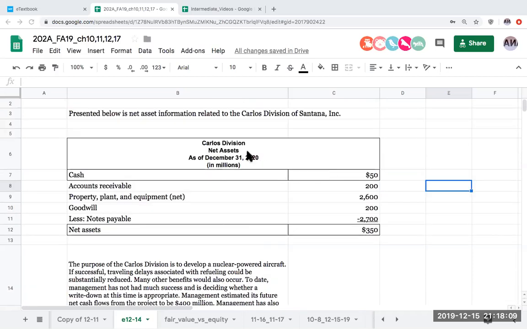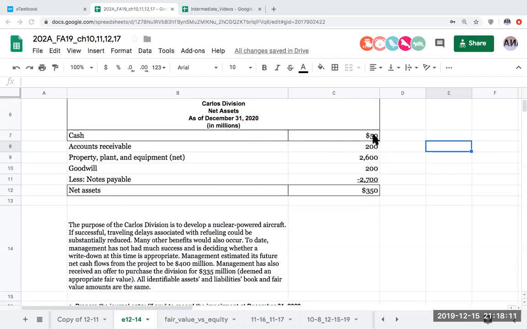We have the Carlos division. These are in millions: cash of 50 million, receivables of 200, property, plant, and equipment of 2.6 million, goodwill of 200 million, and then notes payable of 2.7 for net assets of 350.